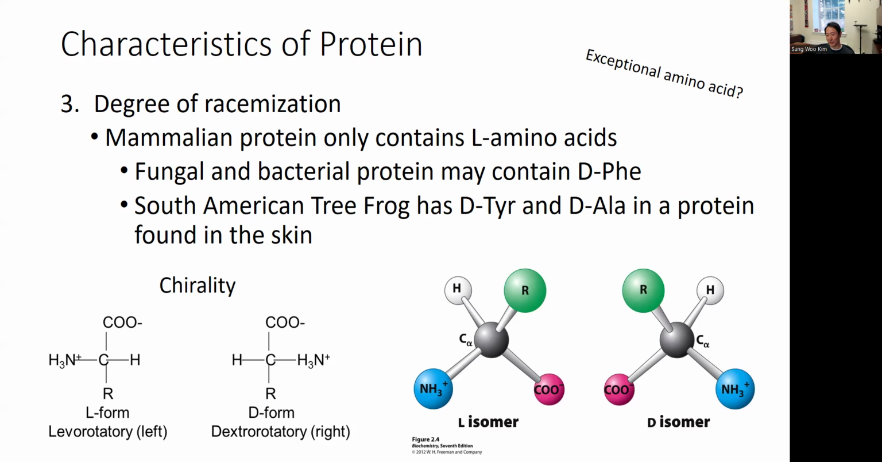Always exception in biology. In the case of frog, animal, the frog, tree frog, South American tree frog. Look at their protein on the skin. It was shown that it contains D-tyrosine, contains a D-alanine. Right? So those are some exceptions. Here, please remember, the bacterial protein contains D-phenylalanine. Fungal protein contains D-phenylalanine. So bacteria, actually, they can convert D versus L.